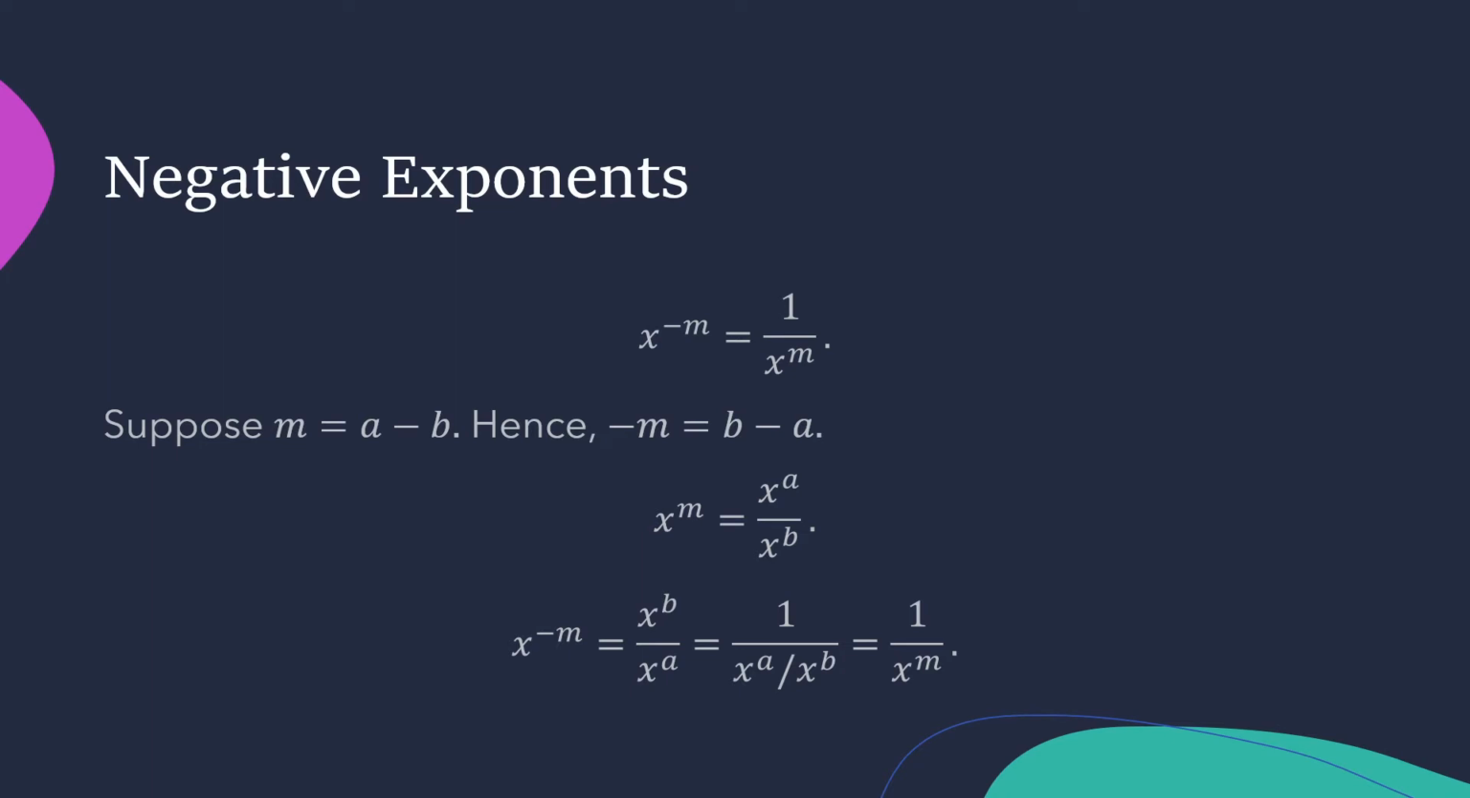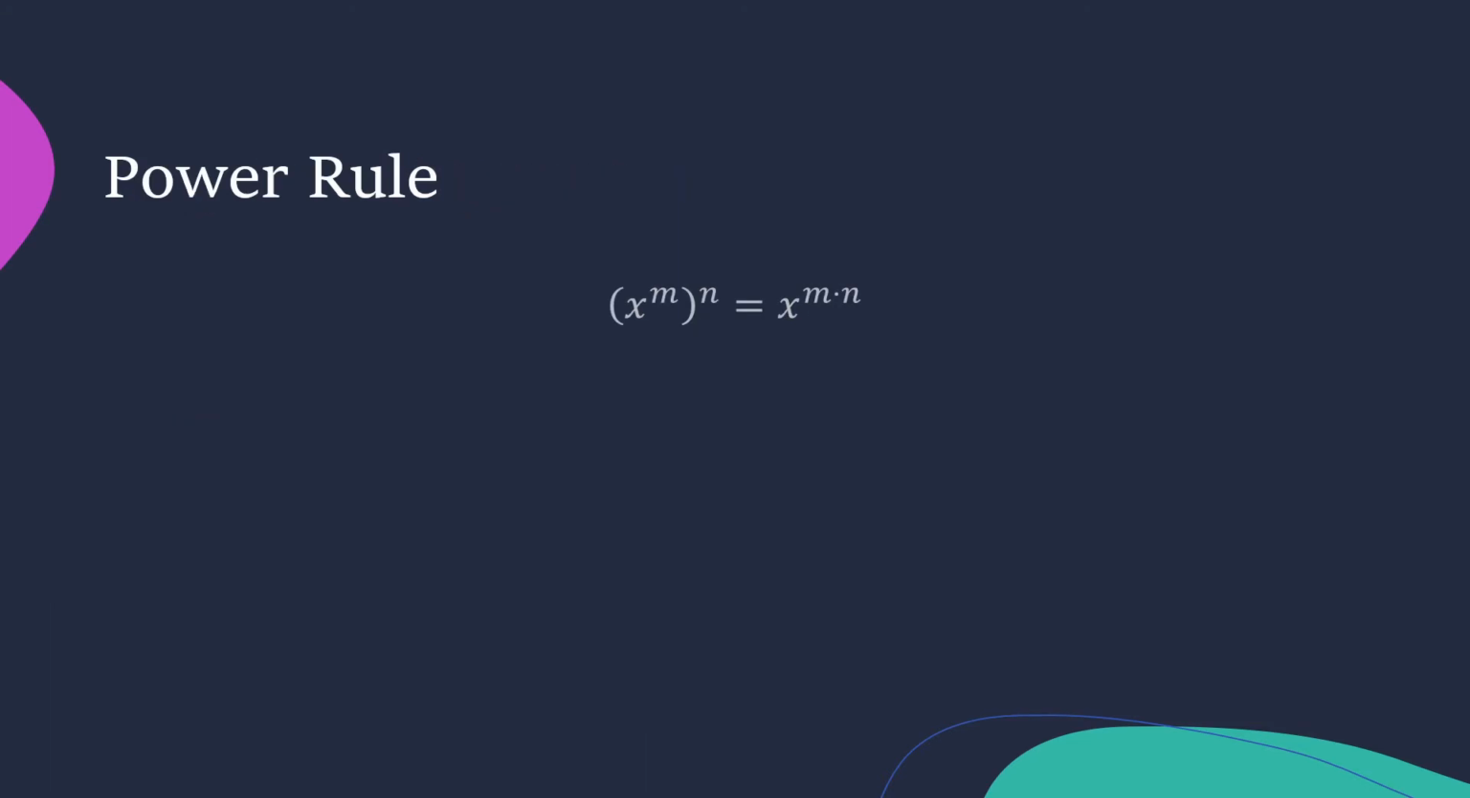Suppose m is a minus b for whatever a and b, and hence negative m is equal to b minus a. And by the quotient exponent rule, we have x to the m is equal to x to the a divided by x to the b, and x to the negative m is equal to x to the b divided by x to the a. And that is equal to the reciprocal of x to the a over x to the b, which is also the reciprocal of x to the m. So that's cool.